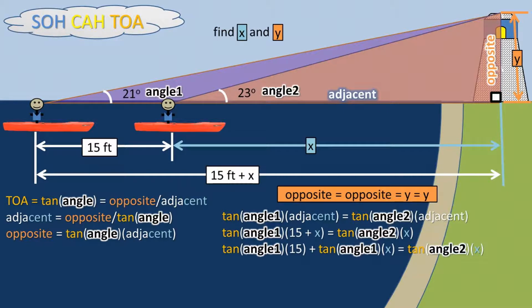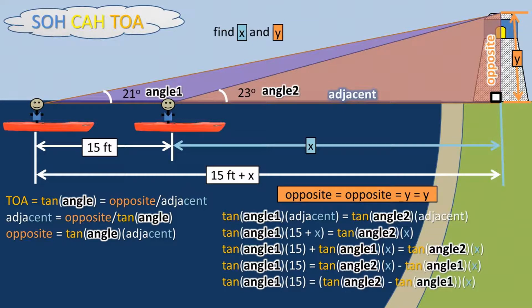We will take the tangent of angle 1 and multiply it by 15 plus x. Now we'll subtract the tangent of angle 1 times x from both sides to get all of the x's to one side of the equation. We will factor out the x and divide both sides by what is left in the parentheses when we factored out the x. We are left with the tangent of angle 1 times 15 divided by parentheses tangent of angle 2 minus tangent of angle 1 parentheses is equal to x.